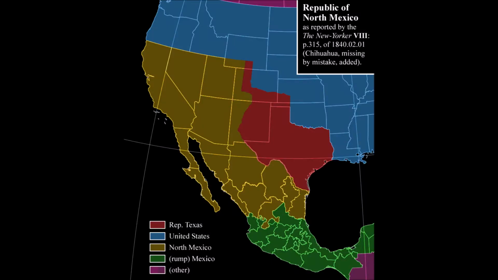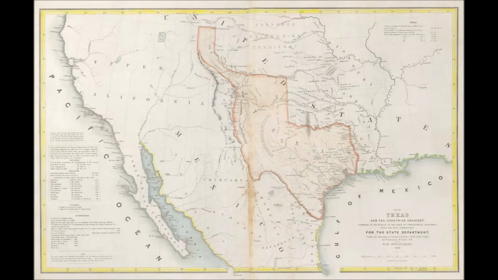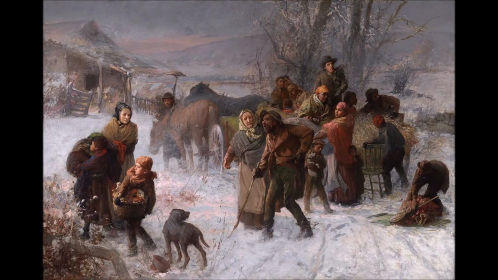The state of Texas entered the Union as a slave state on December 29, 1845. It had been a country of its own for several years before that. Texas was the only slave state to border a country where slavery had been abolished.